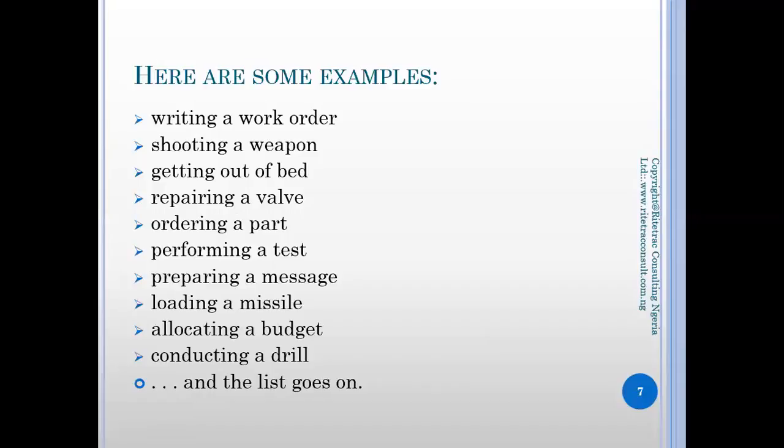Here are some examples: writing a work order, shooting a weapon, getting out of bed, repairing a valve, ordering a part, performing a test, preparing a message, loading a missile, allocating a budget, conducting a drill, and the list goes on. Even going to work is a process. Making tea for your wife or your husband is a process. There's a process that goes into it.